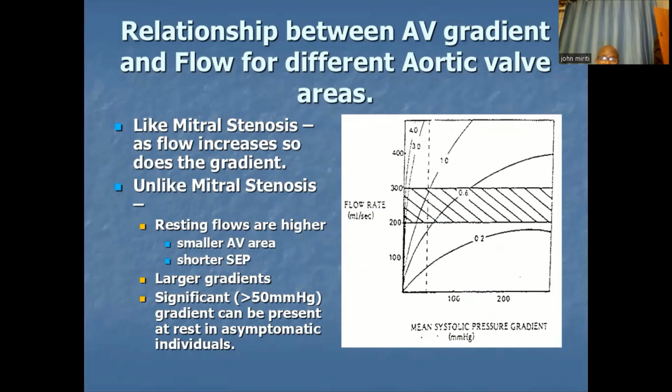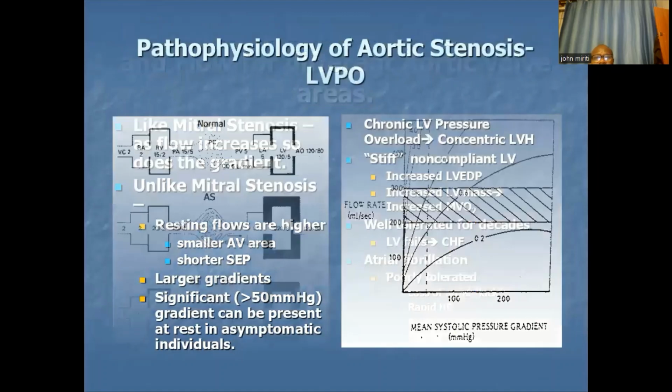So at rest, the flow is higher in a small atrioventricular area and shorter in systolic ejection pressure. So a larger gradient is significant, more than 50 millimeters of mercury, and a gradient can be present at least in asymptomatic individuals.